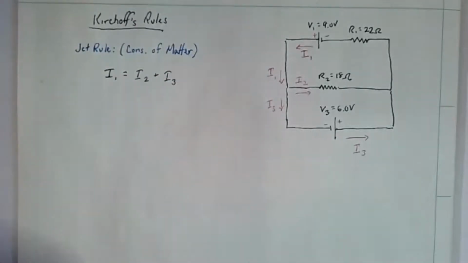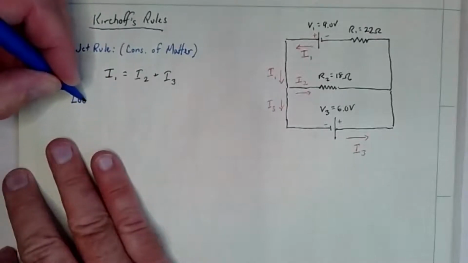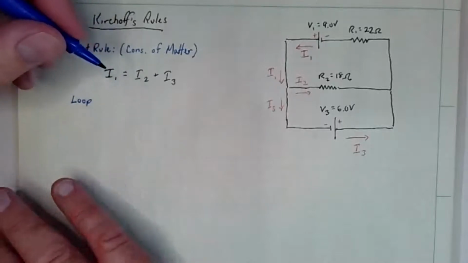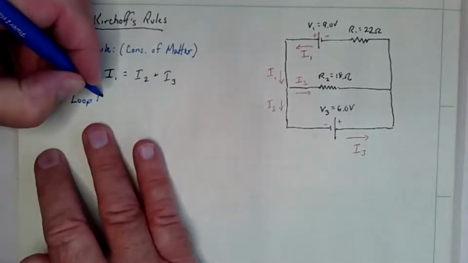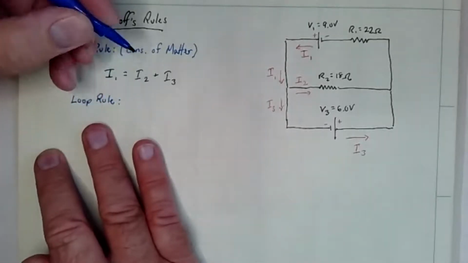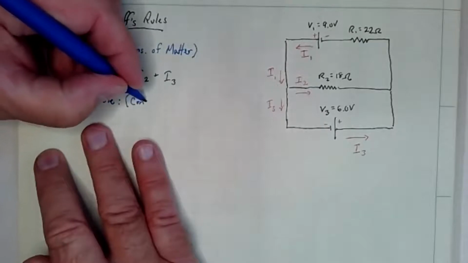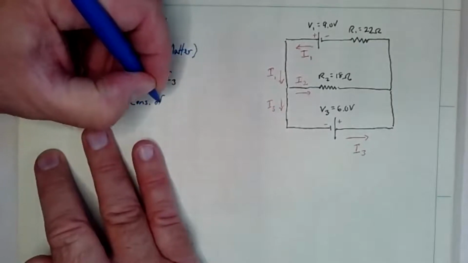Okay, now loop rule. The loop rule means we can go around any closed loop that we see and then add up the voltage gains and the voltage losses, and those should sum to equal 0. So that's really nothing else besides just conservation of energy.